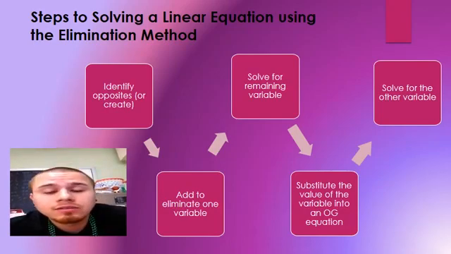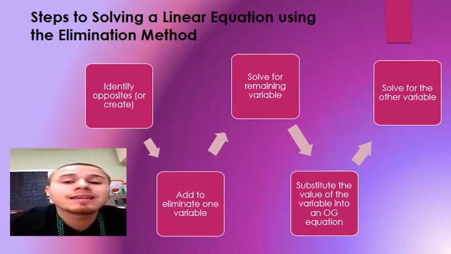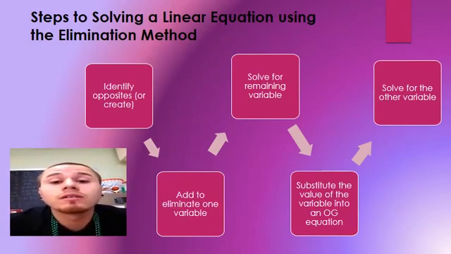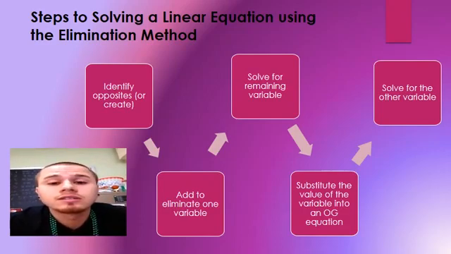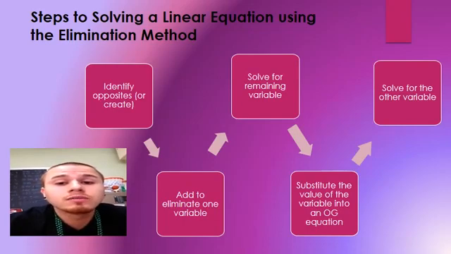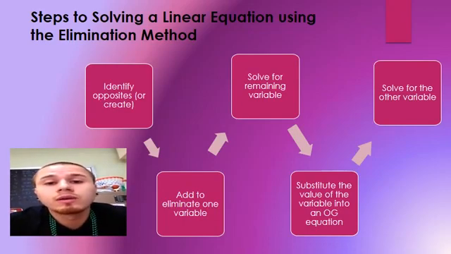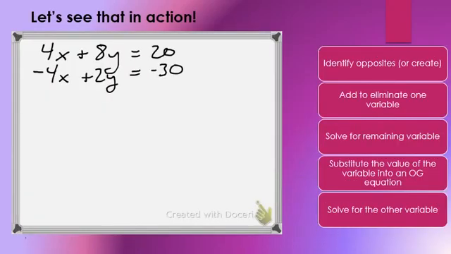So say you get x equals a number or y equals a number. Then in step 4, you take that and plug it into one of the original equations in your system. You substitute that in and solve for the last remaining variable. You'll now have an x equal to a number and a y equal to a number, and you have your solution as an ordered pair.